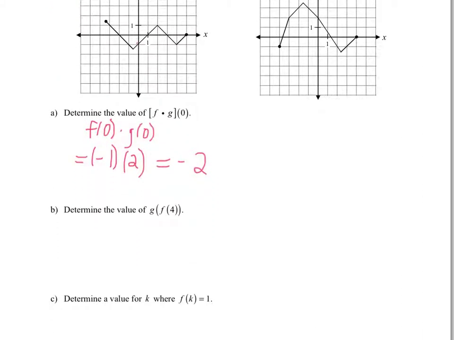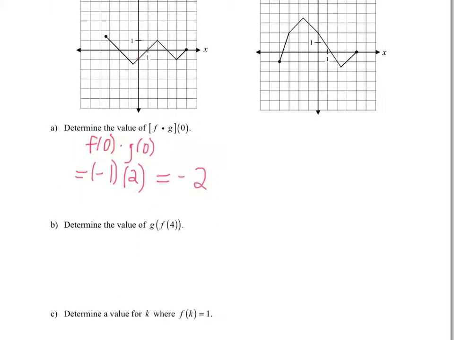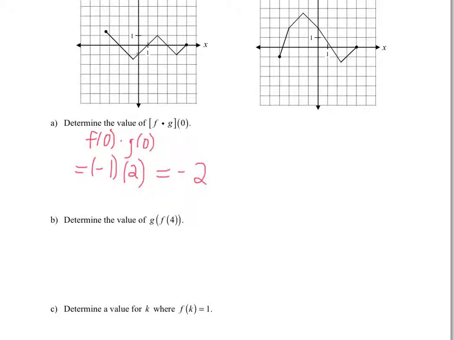Part B says determine the value of g of f of 4. First we will do the inside part. So let's find f of 4. In the f graph, x is 4, 1, 2, 3, 4. So we get -1. So f of 4 is -1.